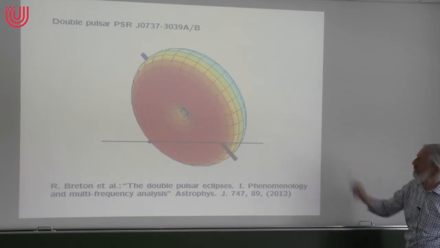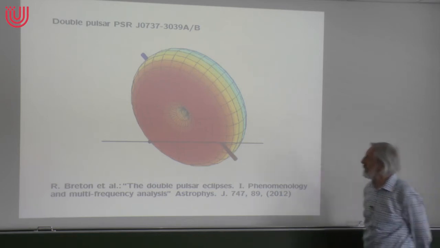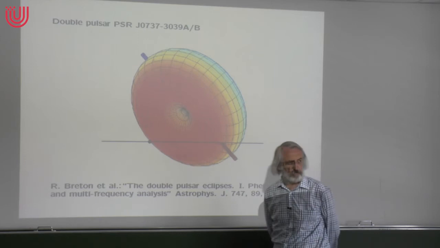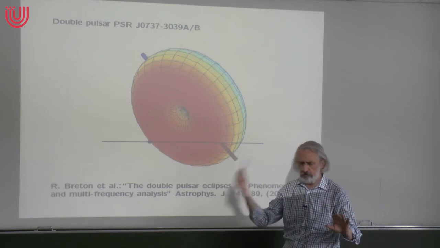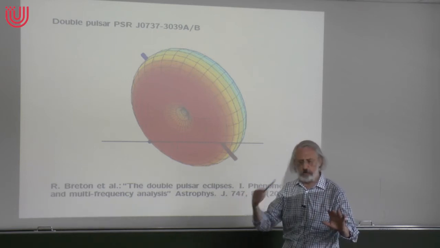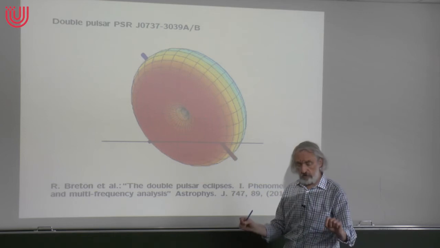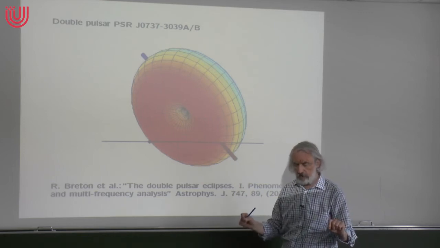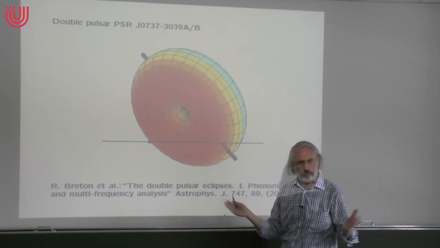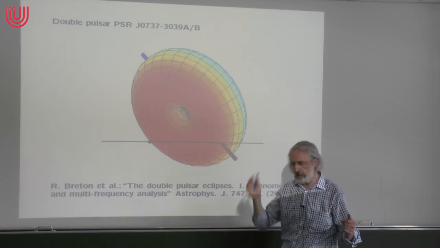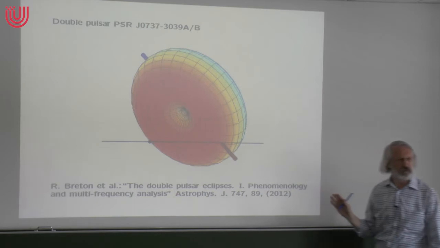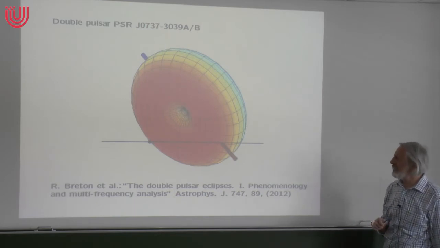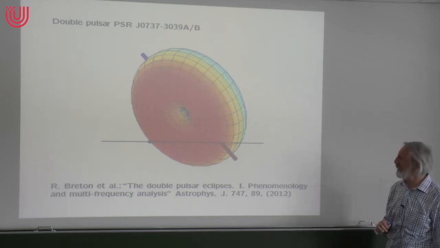But this system in the beginning had a problem because there were eclipses. In the case of the Hulse-Taylor pulsar, there are no eclipses. We see this shining object always. It's never eclipsed by the companion. But here we saw eclipses. So one of the pulsars was gone for a certain period, then it came up again, then it was gone again. And this came kind of irregularly. So people were really worried what was going on here.